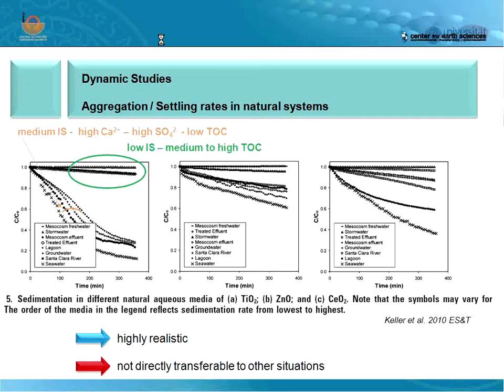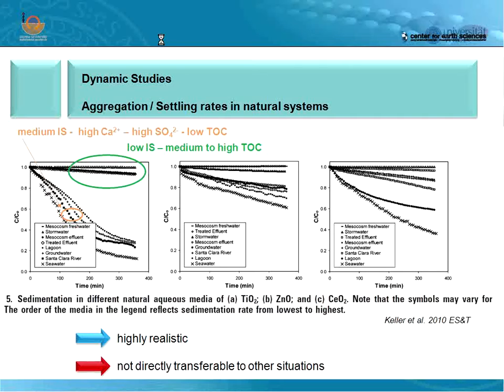And it's very nice to see that the stable particles here, that do not aggregate and settle, occur under conditions of low ionic strength and medium to high organic matter concentration. So the organic matter is stabilizing the particles, and we have a low ionic strength, which is not screening the surface charge, and therefore it's keeping the particles stable in dispersion.